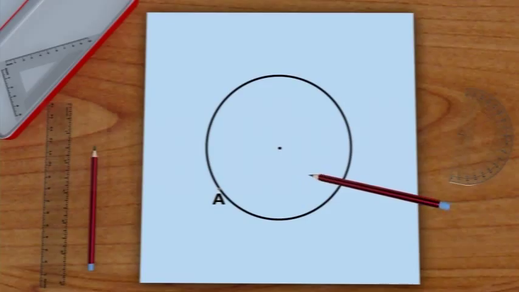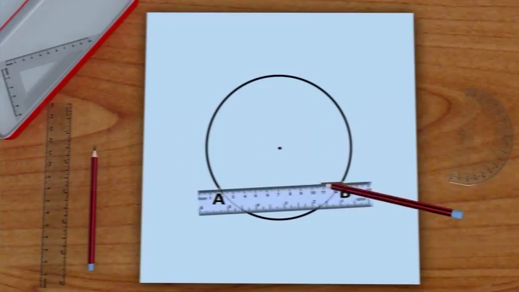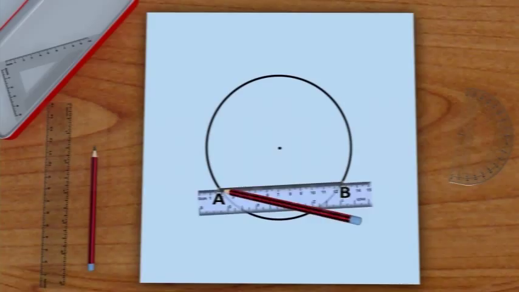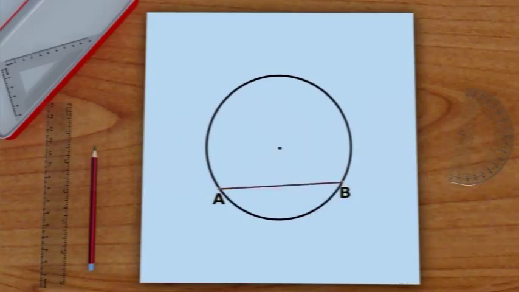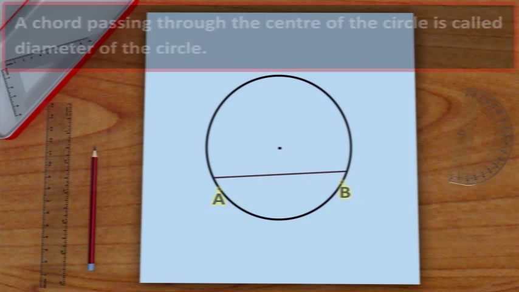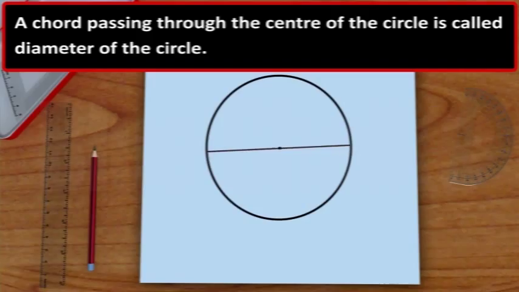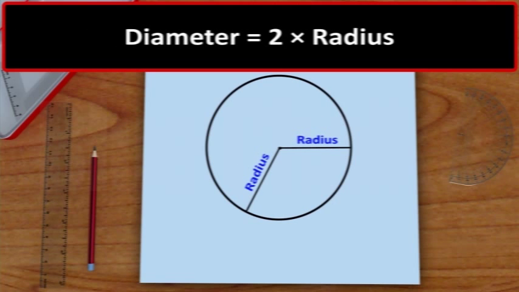Take 2 points A and B on a circle. Join AB. Line segment AB is called a chord of the circle. A line that joins 2 points on a circle or curve is called a chord. A chord passing through the center of the circle is called a diameter of the circle. A diameter is equal to 2 radii of the circle. Diameter is equal to 2 into radius. There is no other chord of the circle which is longer than a diameter.